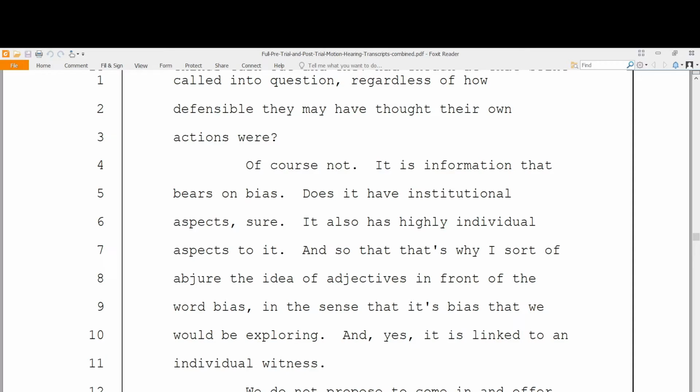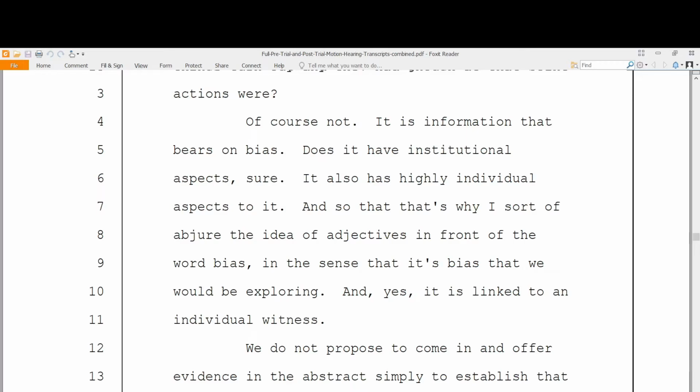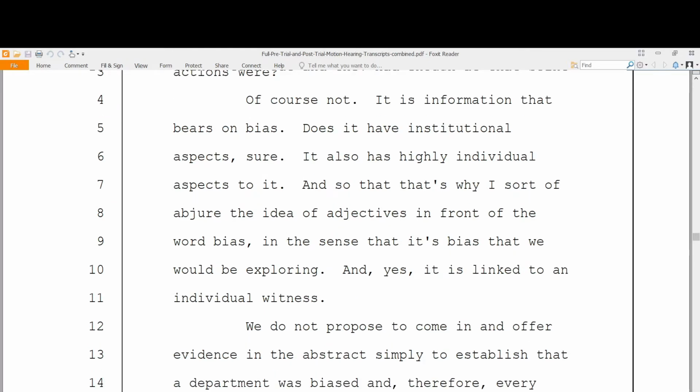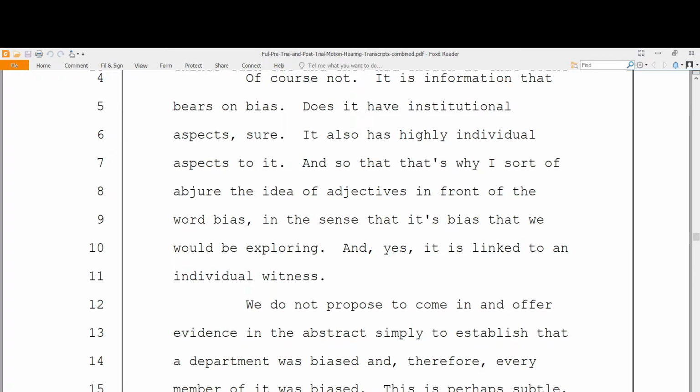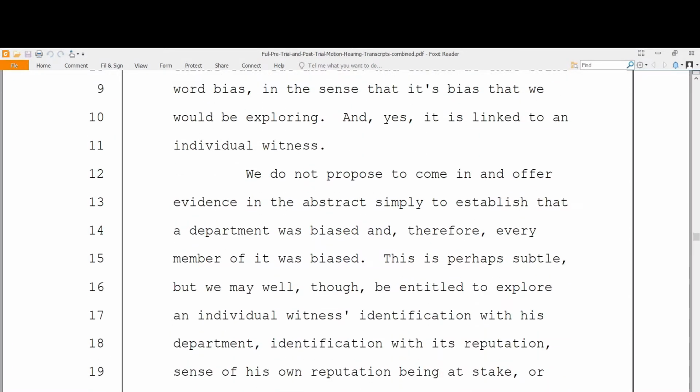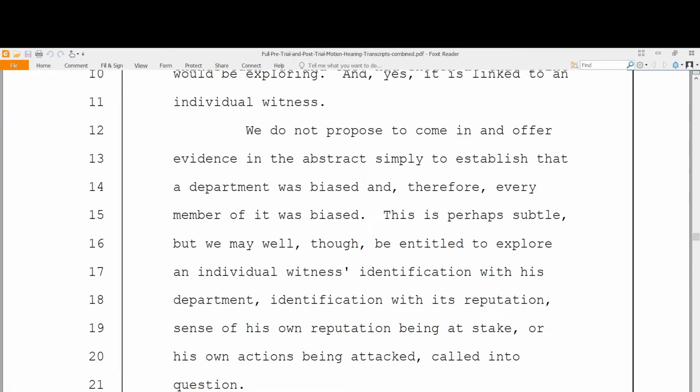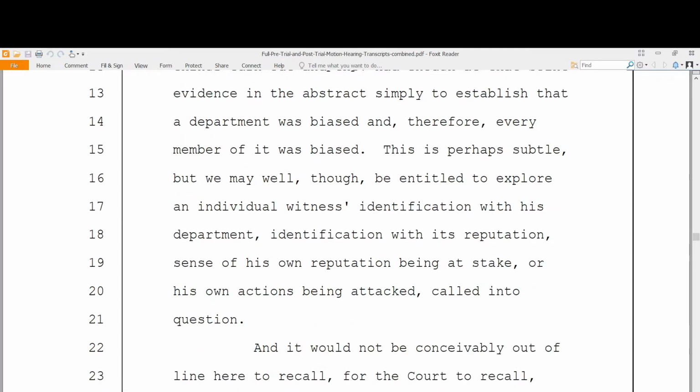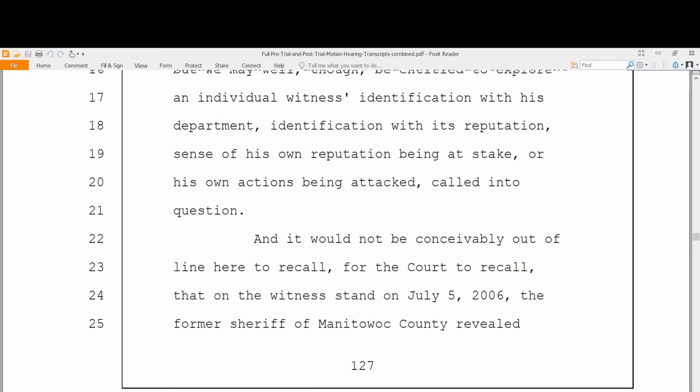Does it have an institutional aspect? Sure. It also has highly individual aspects to it. And so that's why I sort of abjure the adjectives in front of the word bias, in the sense that it's bias that we would be exploring. And yes, it is linked to an individual witness. We do not propose to come in and offer evidence in the abstract simply to establish that the department was biased and therefore every member of it was biased. This is perhaps subtle, but we may well, though, be entitled to explore an individual's identification with his department, identification with his reputation, sense of his own reputation being at stake, or his own actions being attacked, called into question.